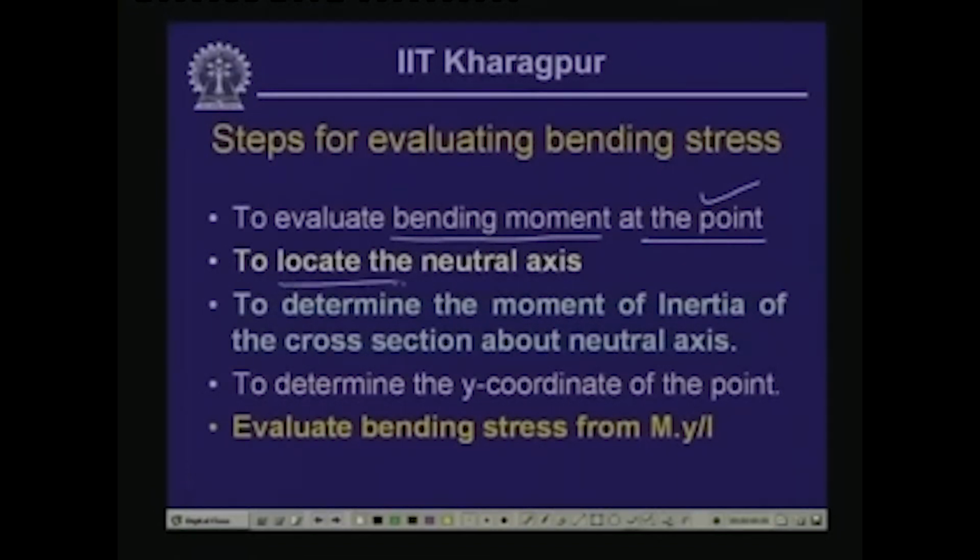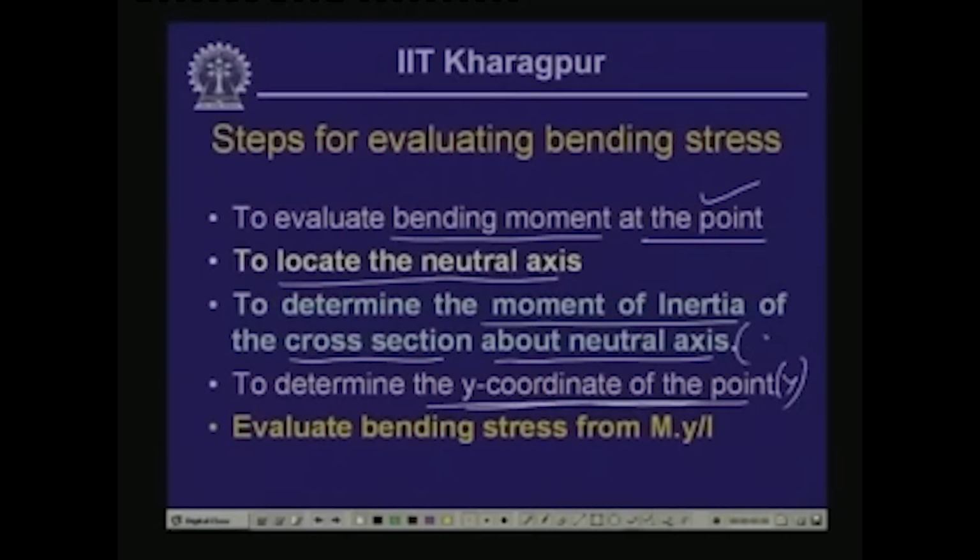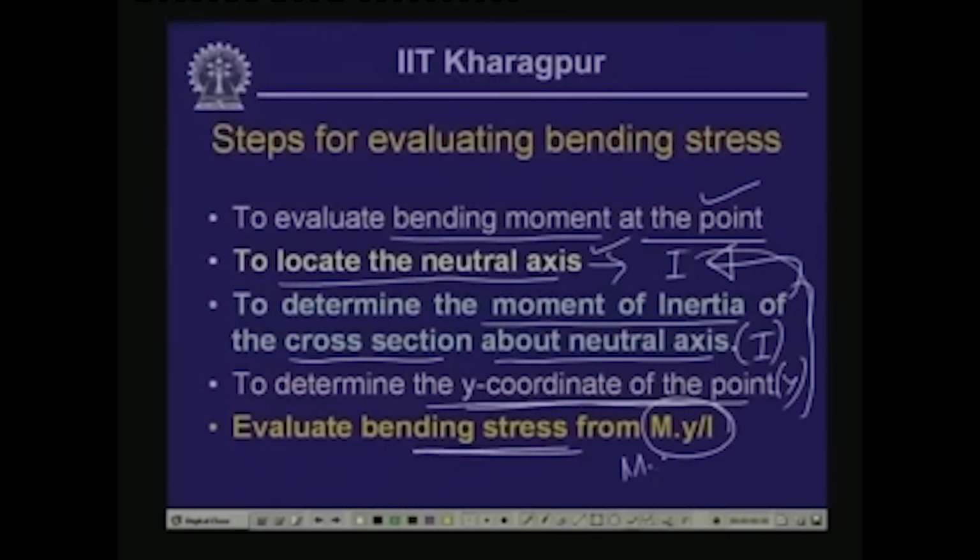You have to locate the position of the neutral axis, determine the moment of inertia of the cross section about the neutral axis, and determine the y coordinate of the point so that you know the distance y. So, this is y, this will give us I, and the position of the neutral axis will guide us to evaluate I and y. These two parameters depend on this, and once you know this, we will compute the bending stress from this expression, which is My by I.